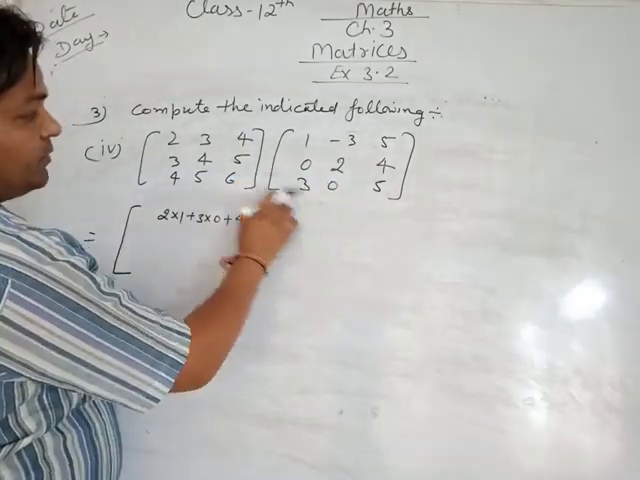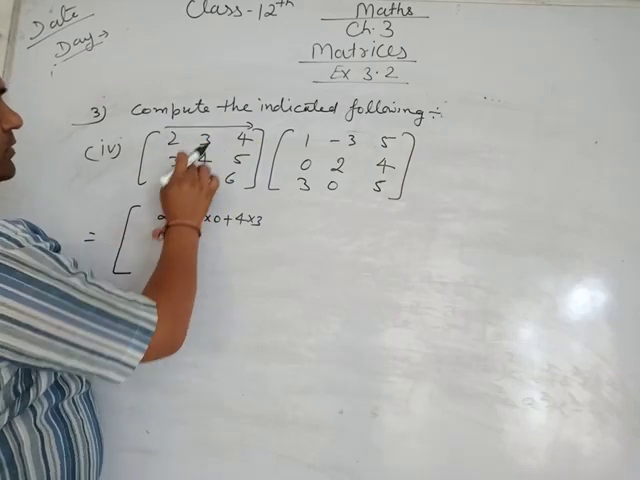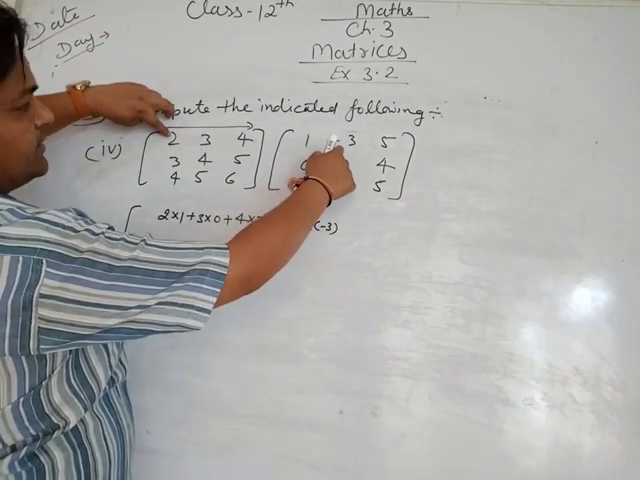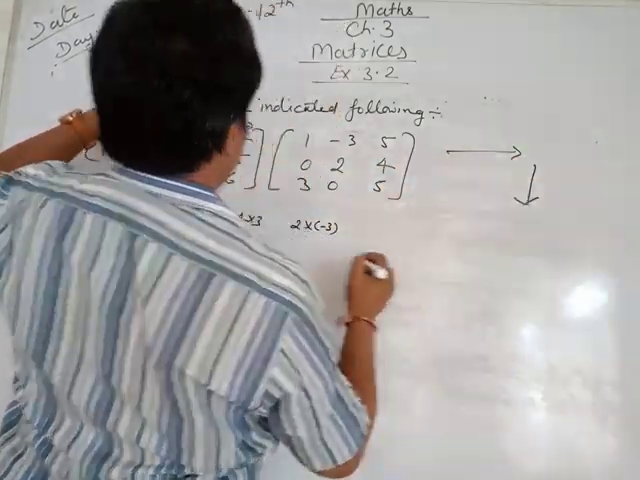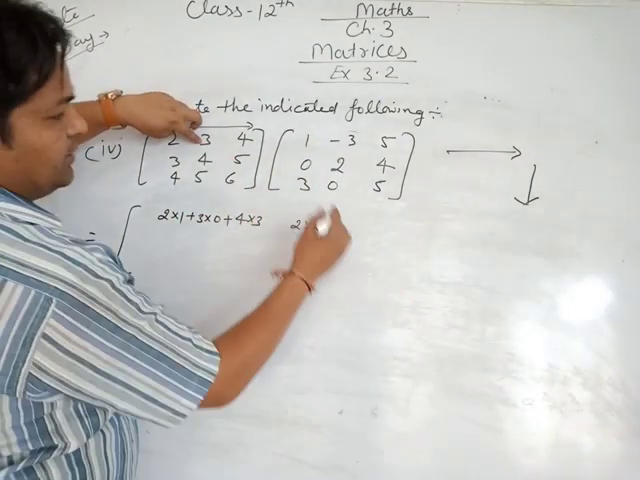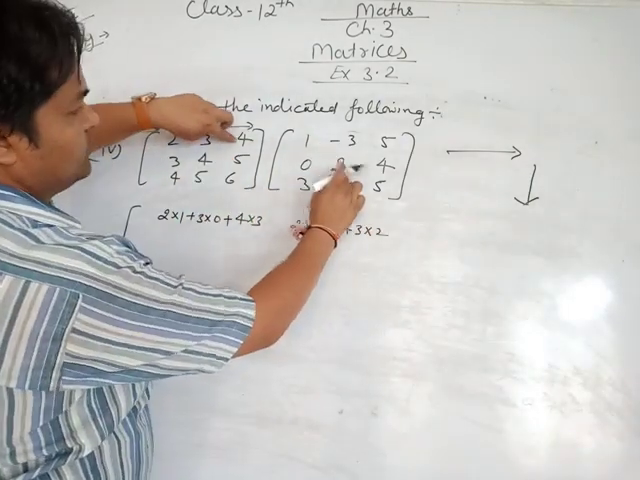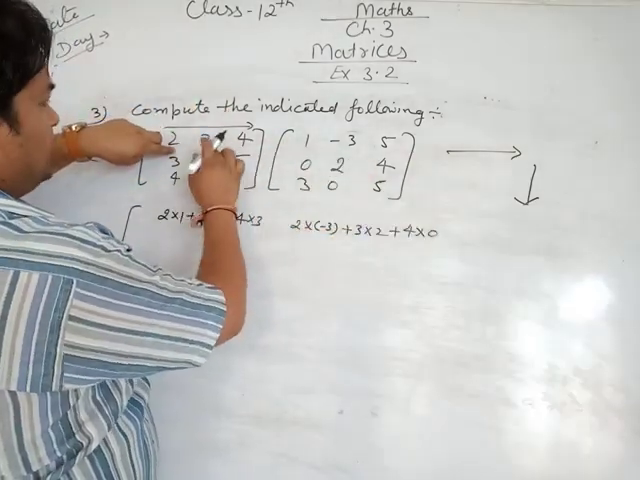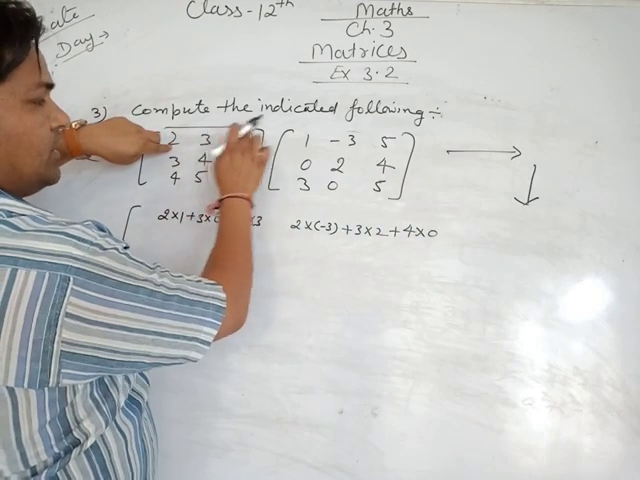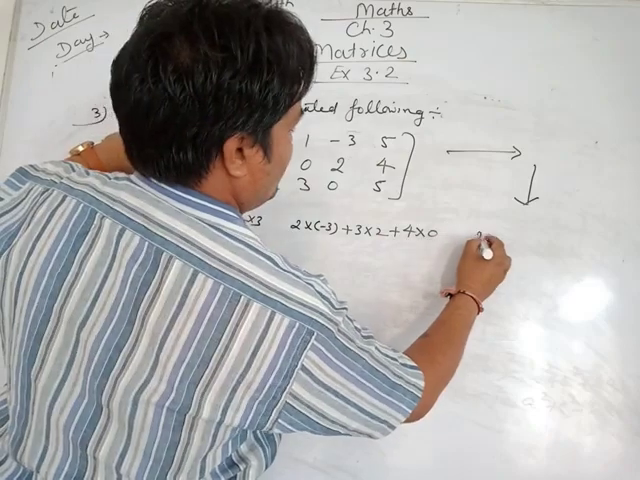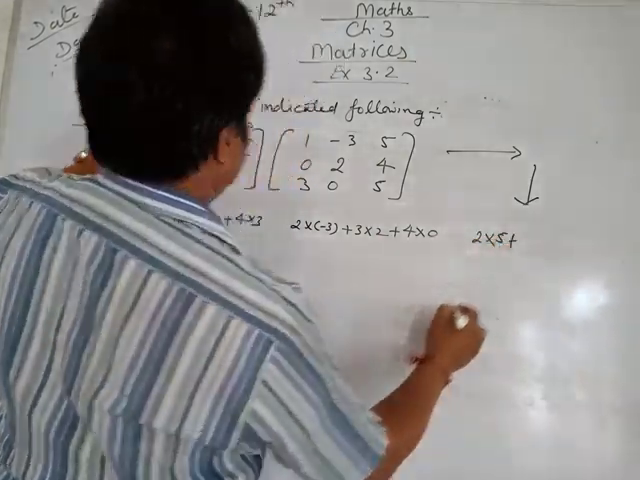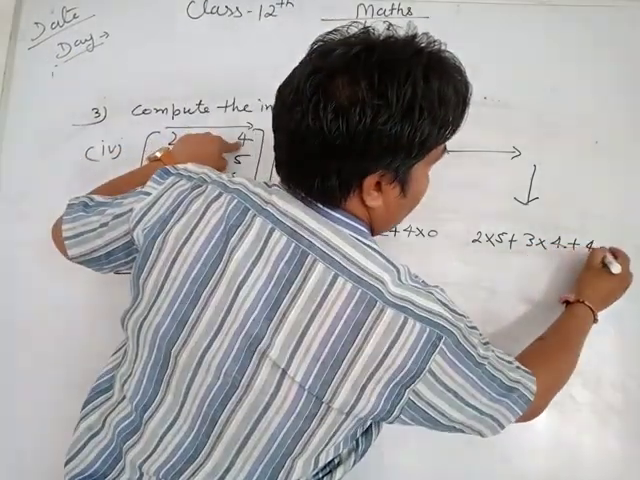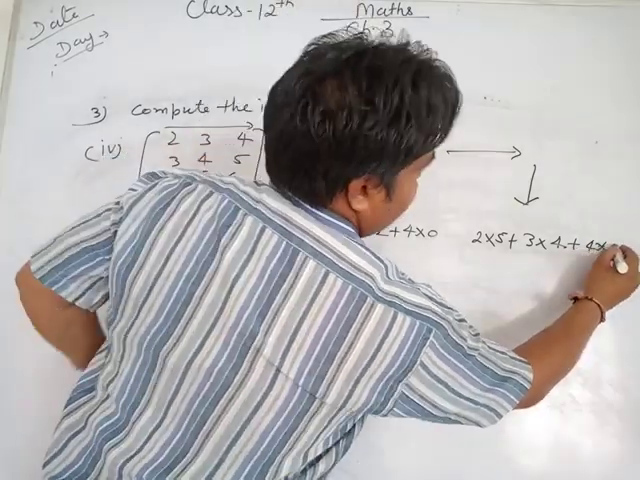For the second element, because we are starting with the first row, 2 multiply minus 3, 3 multiply 2, 4 multiply 0. Now for the third element, similarly first row and third column, so 2 multiply 5 plus 3 multiply 4 and 4 multiply 5. Yes.